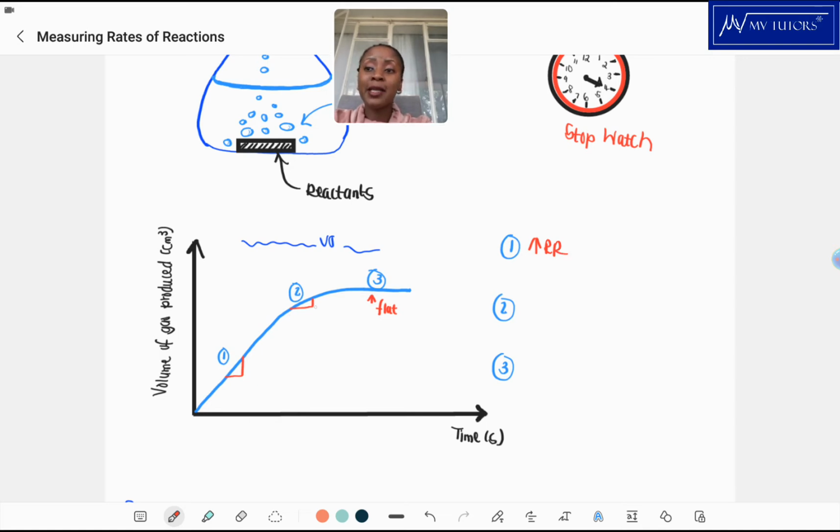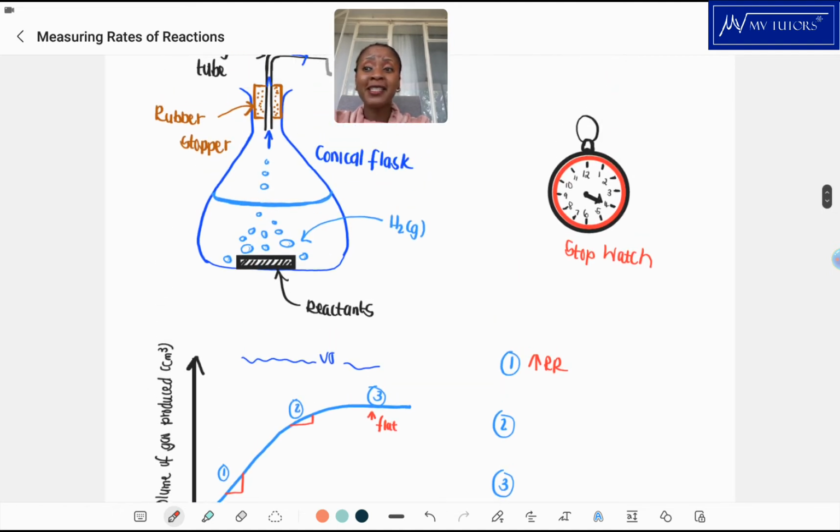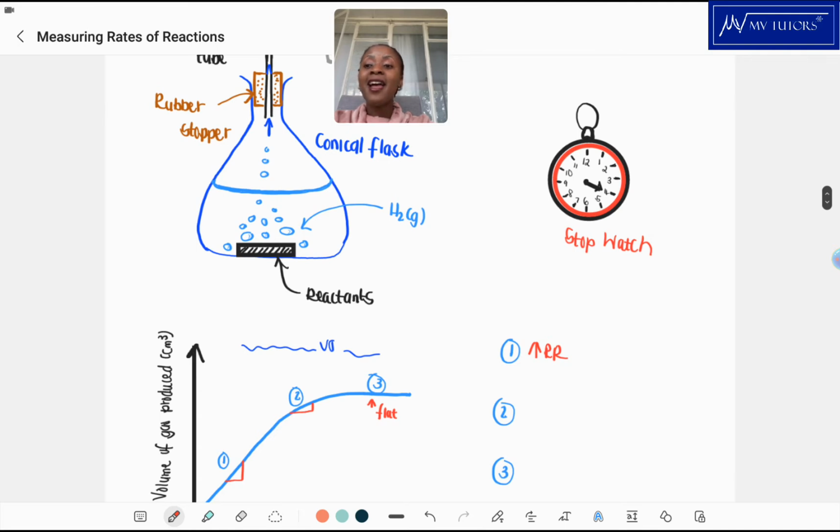Once you get to number 2, your reaction is sort of slowing down. Remember at the beginning, you have your reactants there, and this reaction is busy happening. Your bubbles are forming, you're measuring the volume, you're taking the time. So everything is quite quick at the beginning. And then it starts slowing down. So your reaction rate there at number 2, it's not exactly fast, it's not exactly slow, but it is slowing down. It's slowing down a great deal.